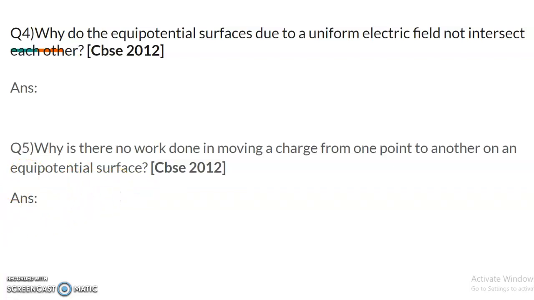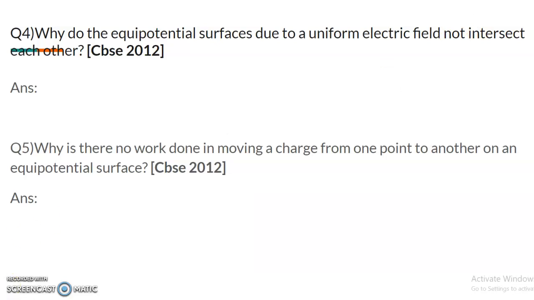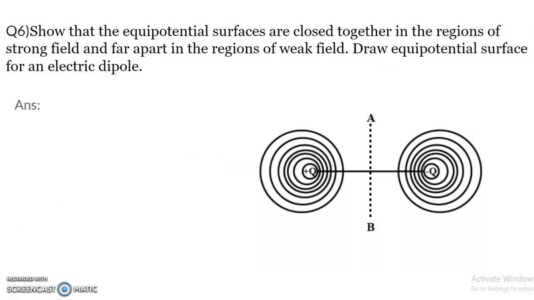Okay, so we can write it as, we can assume it as V2 minus V1, which is equal to W by Q. They are going to be 0. And hence W is also going to be 0 and therefore there is no work done. That's the answer. Moving on.